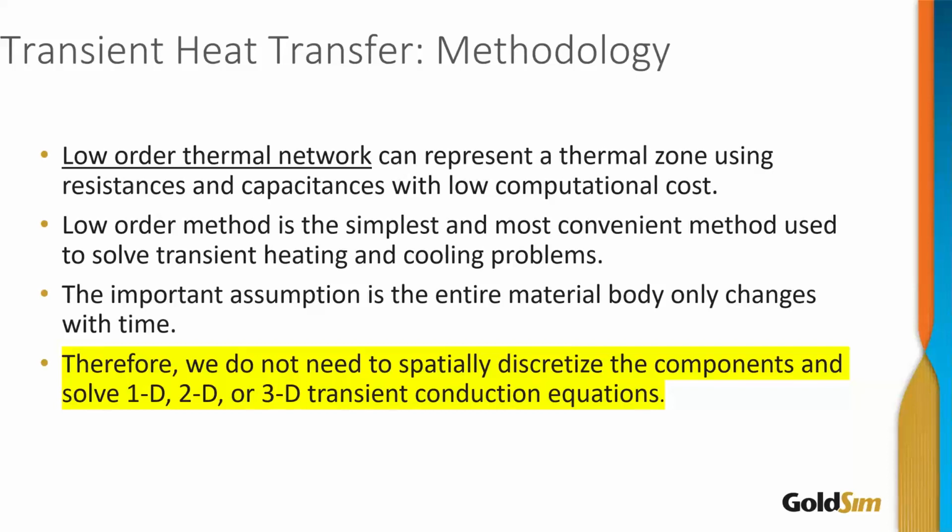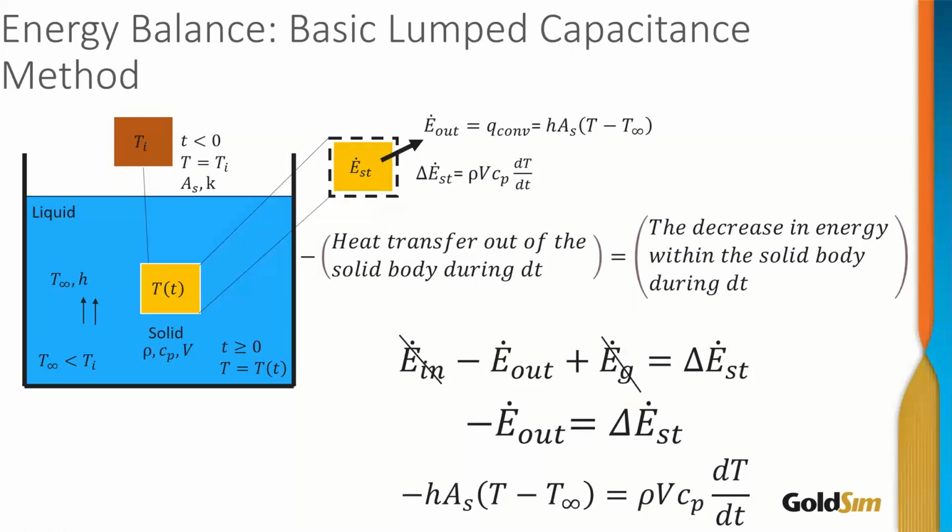Each node or body, being a wall or the internal zone or the outside or the roof, only changes with respect to time. There's no spatial variation, which means we don't have to discretize each component. The entire body changes at once throughout. So what does this mean? The body changes throughout all at once.